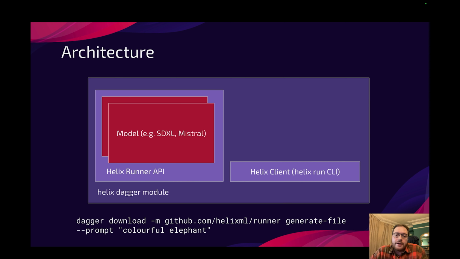So anyway, this is the architecture of the Zenith module that I built, the Helix module. What we have at the bottom is the command that the user runs. That's dagger download, and then it references the module, the Helix ML runner, and then it calls a method on that module called generate file, which, download is a built-in command that expects a method on the module which returns a file object. It also passes a string parameter to that which says colorful elephant, because hey, we want a picture of a colorful elephant. So what that does is, well, actually, I'll show you the demo first, and then I'll go through exactly how it works.